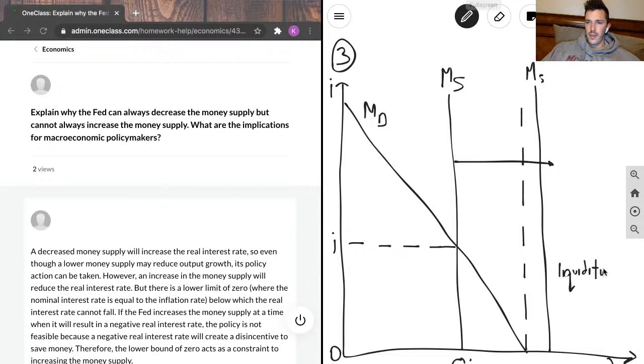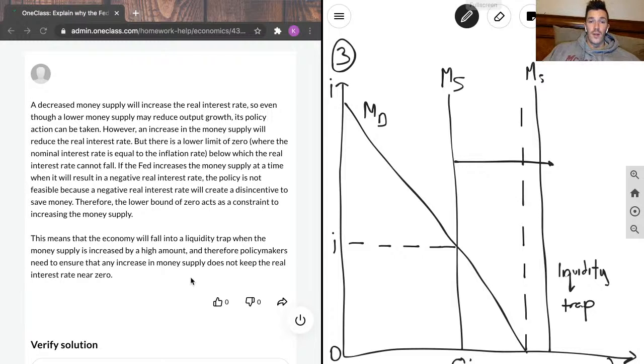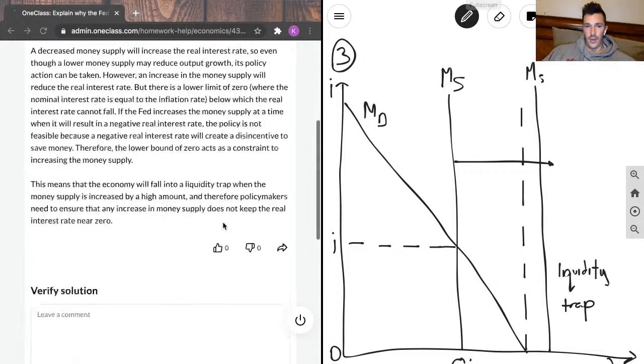Our junior tutor did an excellent explanation of this, so I'll go back over it in a second. So in case, this means that the economy will fall into a liquidity trap when the money supply is increased by a high amount, and therefore policymakers need to ensure that any increase in money supply does not keep the real interest rate near 0. So again, once we move it too far to the right, once we increase the money supply too much, we reach a point where increasing it any further makes no changes to the interest rate, and we find ourselves in a liquidity trap.